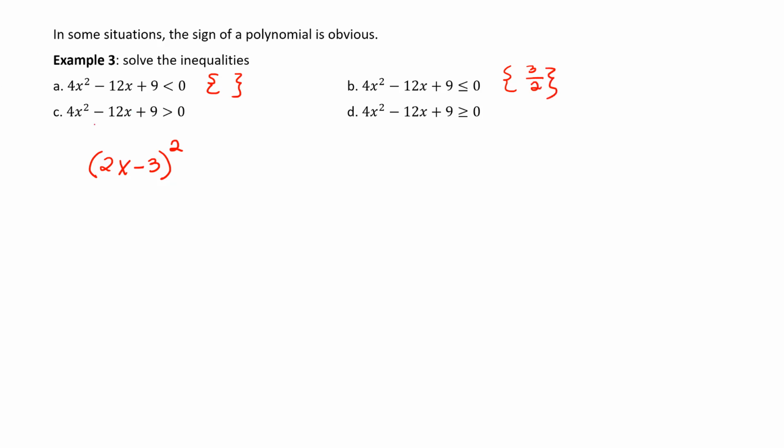For part C, when is it greater than zero? Well, it's always greater than zero, except when it equals zero, which is at 3/2. So for this one, you would say negative infinity up to 3/2 union 3/2 to infinity. And then part D, when is it greater than or equal to zero? And that is everywhere. So that would just be negative infinity to positive infinity.